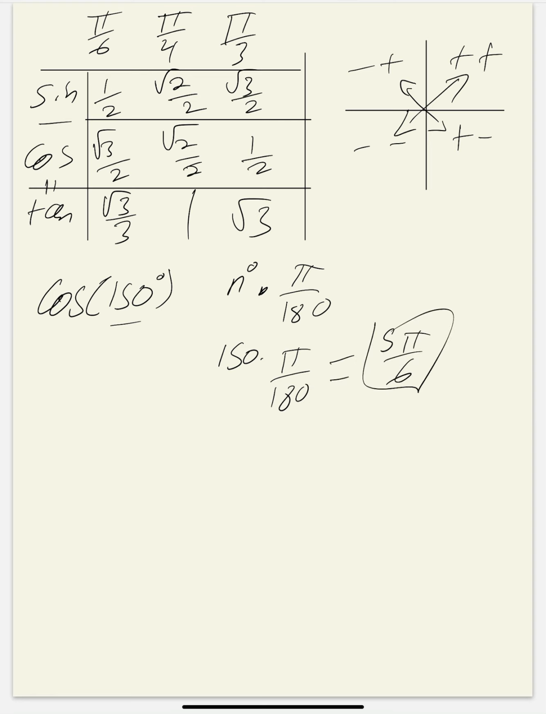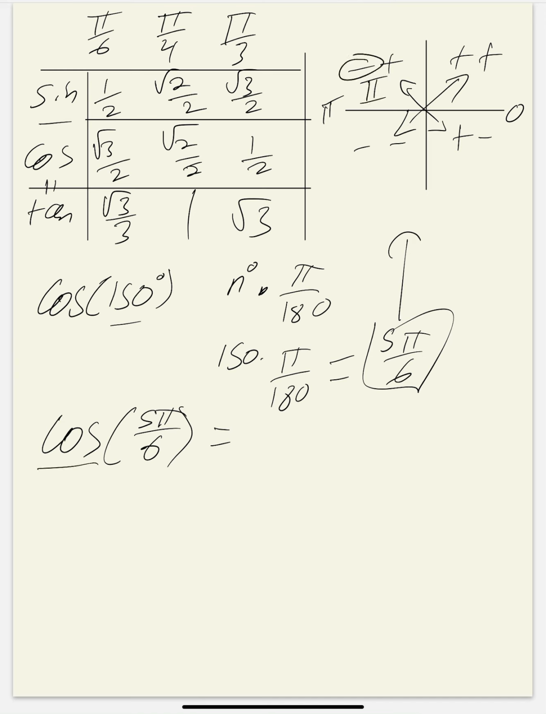Now that we have 5 pi over 6, we could say that cosine is equivalent to 5 pi over 6. And now we just have to find out where this is in relation to this graph, which if this is pi and this is 0, 5 pi over 6 would be in quadrant 2. Since it's cosine, we know that it is negative. And pi over 6, when it's cosine, is equivalent to square root of 3 over 2, negative.